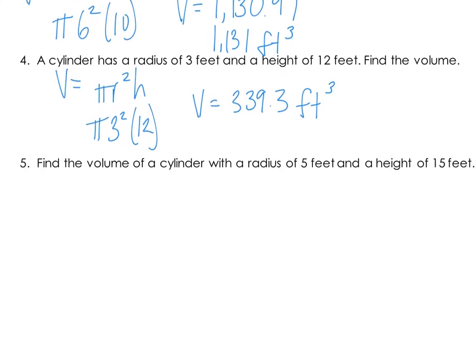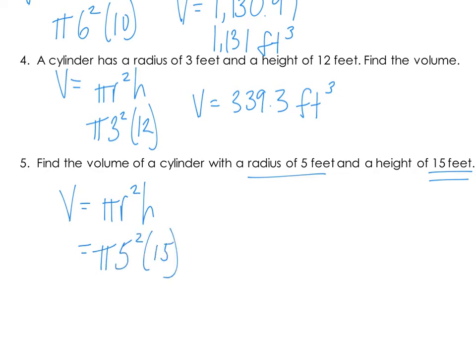Okay, and the last one. Whew, we made it. Volume equals pi r squared h. So again, radius of 5. This time we've got a height of 15. So pi times 5 squared times 15. All right, volume here. Again, we're in cubic feet. It's 1,178. We'll call it 1,178.1. Again, cubic feet.